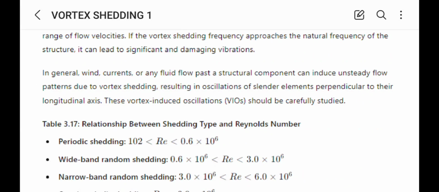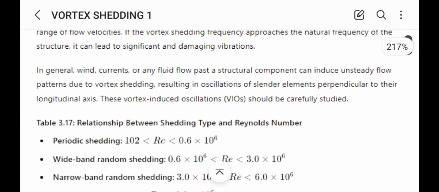In general, wind, currents or any fluid flow past a structural component can induce unsteady flow patterns due to vortex shedding, resulting in oscillations of cylinder members perpendicular to their longitudinal axis. So these vortex induced vibrations must be carefully studied.